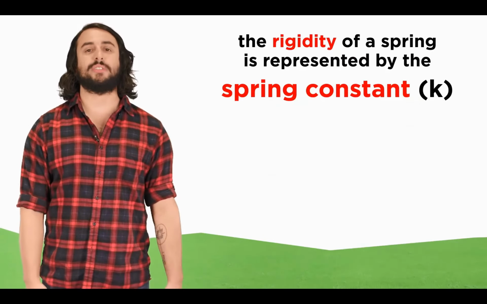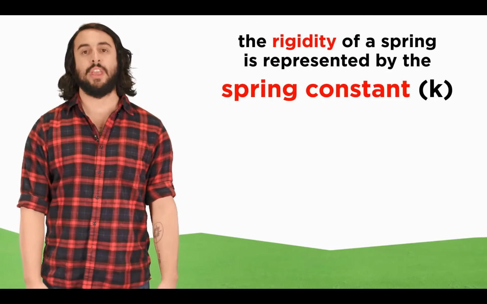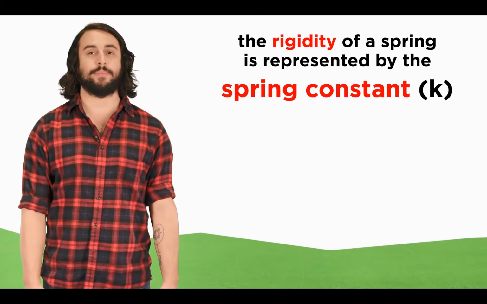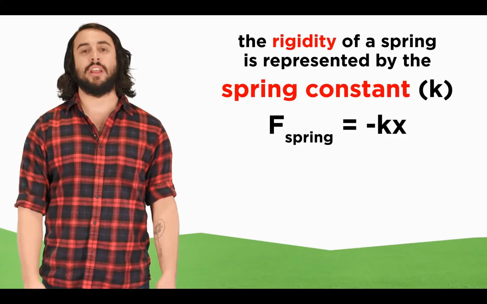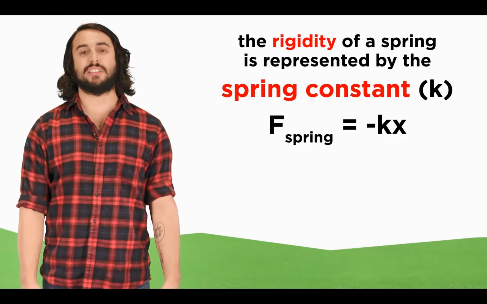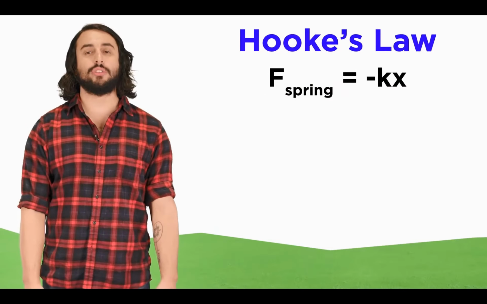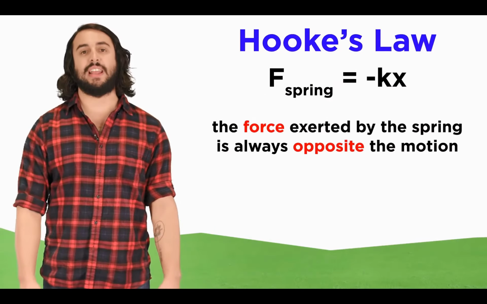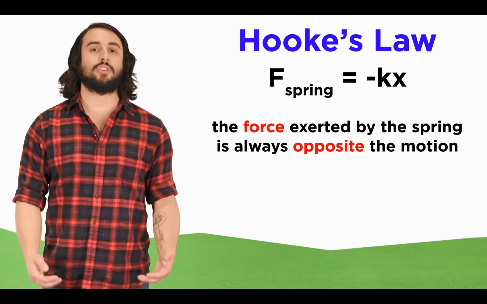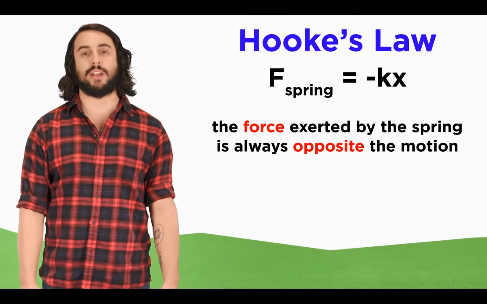This factor is represented by the spring constant K, which will be unique to a particular spring. The force that a spring can exert is equal to negative K times the displacement of the object it acts upon, and this relationship is called Hooke's law. The negative sign indicates that the force of the spring is always opposite the direction of the movement of the object.